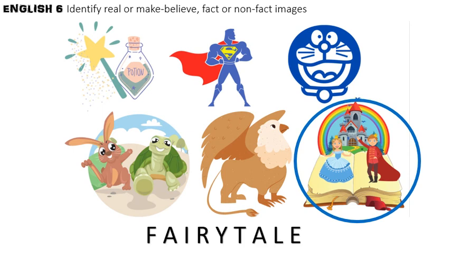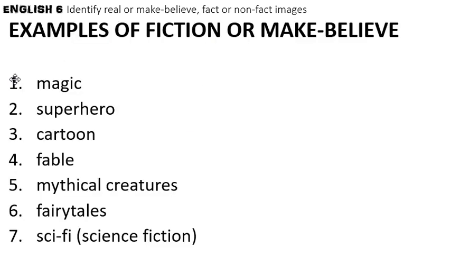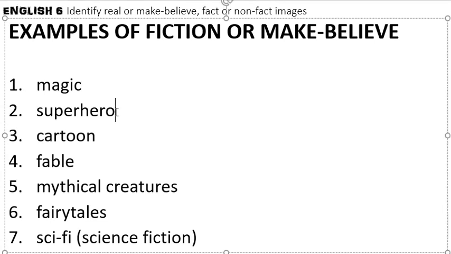Okay? So therefore, examples of fiction or make-believe are those with magic, and superheroes, meaning they have superpowers like Superman. Cartoon, because of how they are illustrated. Although they are part of reality, since the illustration is real, the idea that the picture itself is a cartoon makes it fiction.